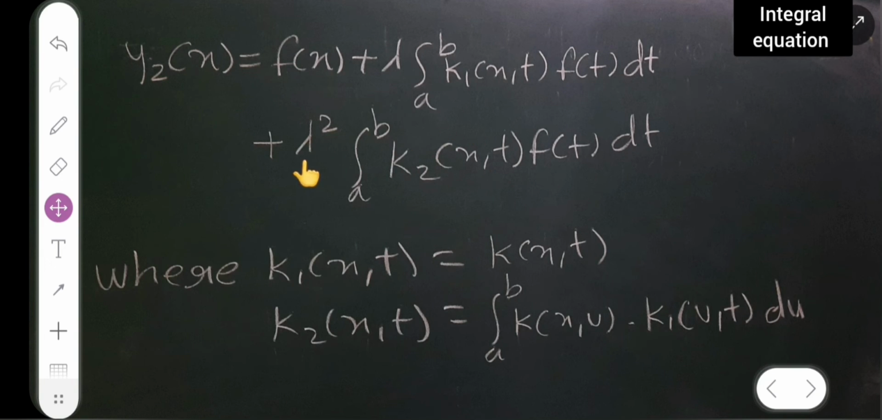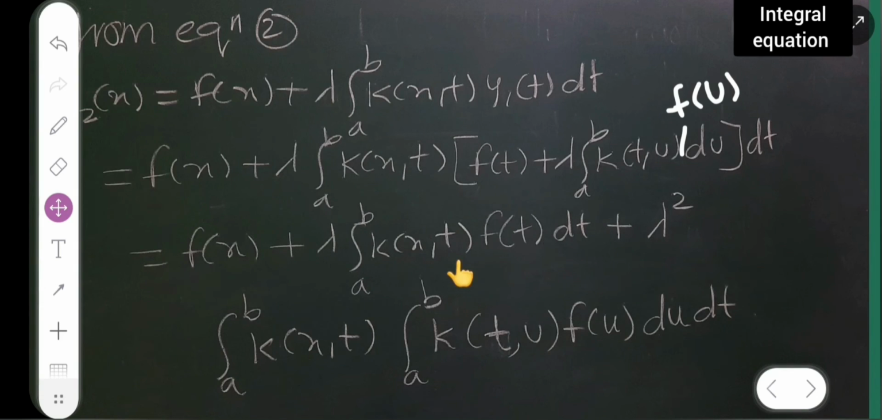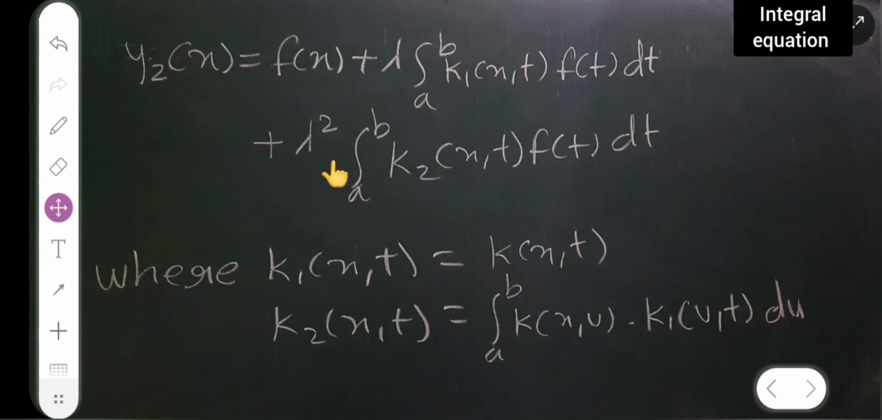Then plus lambda square, and instead of this, what I have done, integral from a to b k2 of x comma t f of t dt, where my k2 of x comma t is equal to integral from a to b k of x comma u into k1 of u comma t du.